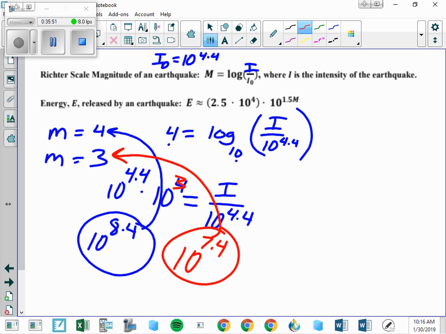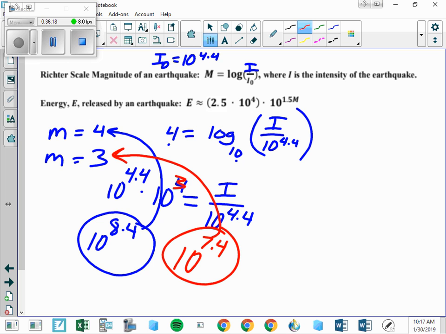How much more intense is the 4 than the 3? Well, how does 10 to the 8.4 compare to 10 to the 7.4? It's 10 times more intense. What does earthquake intensity mean? I don't know what it means. I know what energy is, but I don't know what intensity means.